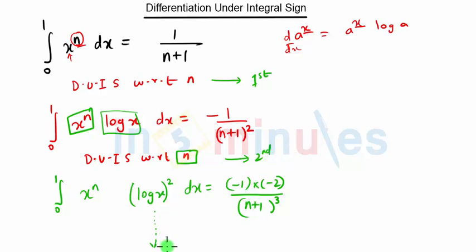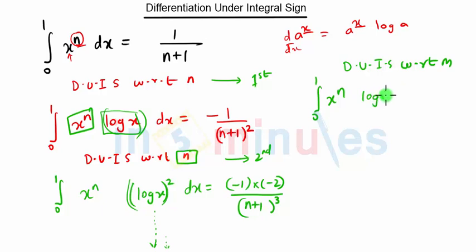If we continue to take this DUIS, we will take DUIS with respect to m. Then we will have integration 0 to 1 x raised to n. Since here we have taken first DUIS, we get log x. We have second DUIS, we get log x square. When we take the mth DUIS, we will get log x the whole raised to m into dx.